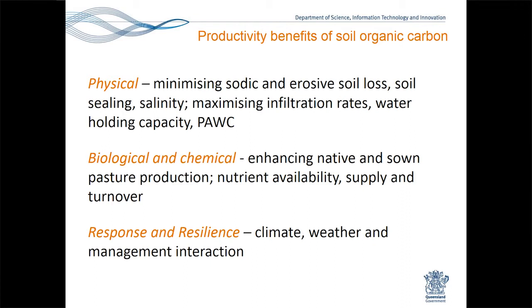Some of the biological and chemical aspects might be looking at how to get better biomass production from your native and sown pastures. How available are the nutrients in your soil? And phosphorus is a great one for that. We have fairly phosphorus deficient soils in Australia. How to make that phosphorus available for use. Looking at the supply and turnover of those different nutrients, and carbon is a signal for all of those. But also I think it's that response and resilience to those different systems, particularly when you get out here and you have longer drought and flood events, and we're talking about the possibility of building an increased awareness to be resilient to those changes.